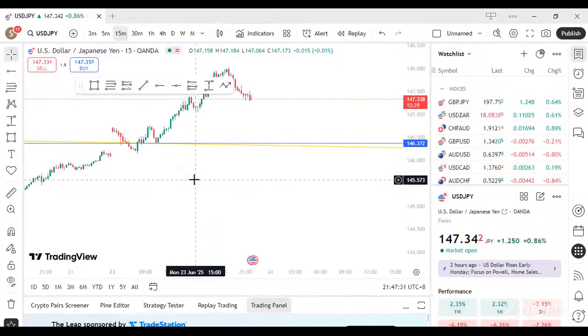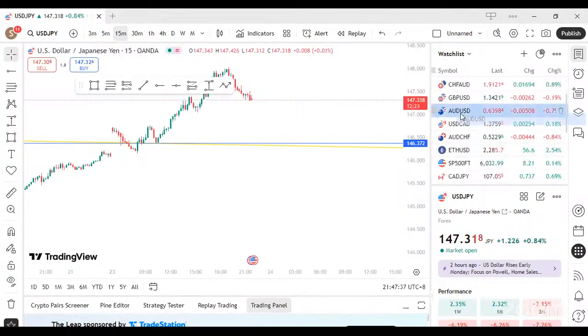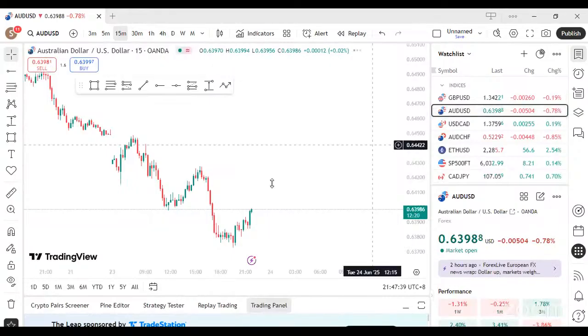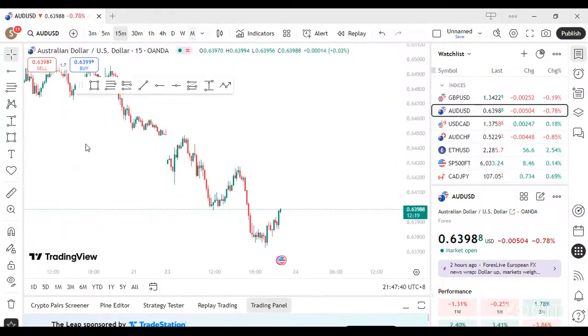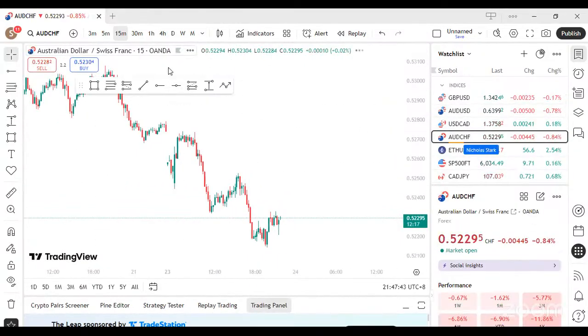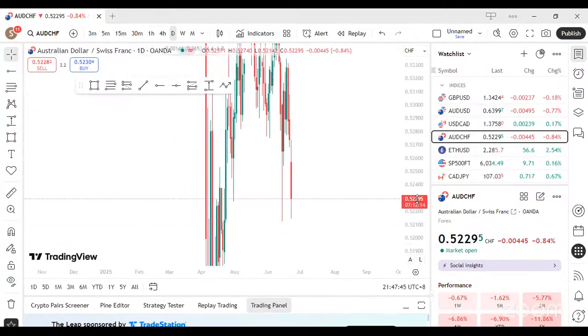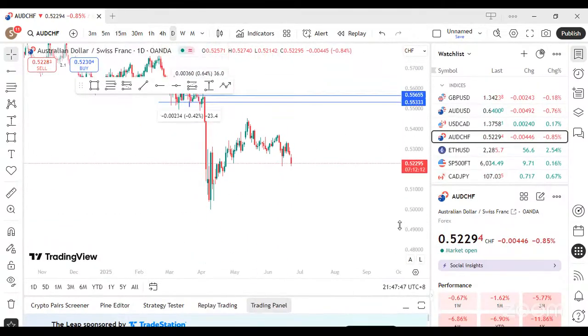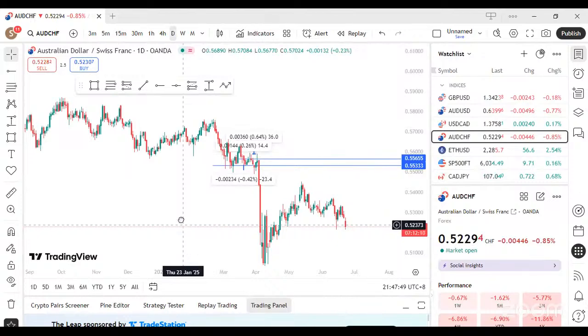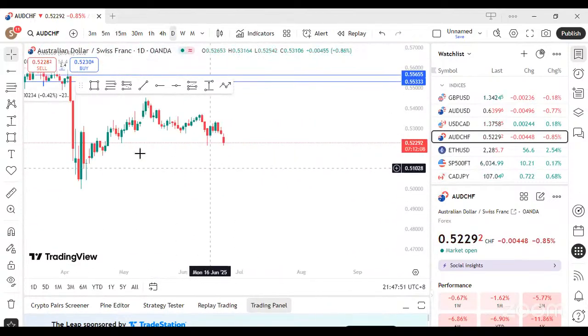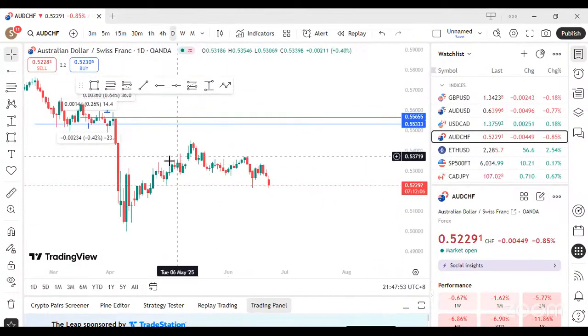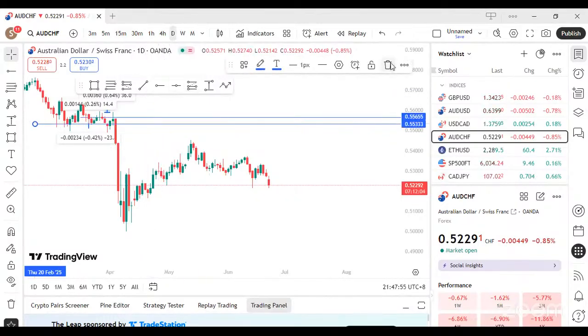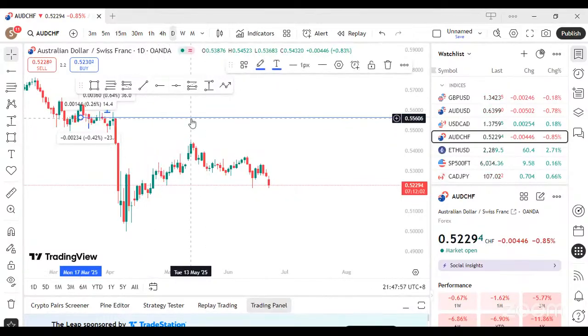Sumita, AUD CHF and AUD USD. Yep, AUD CHF. CHF first. All right, let's go with the daily time frame down to the hour 4 and then the 30-minute. Yeah, everything is very messy. Too messy.